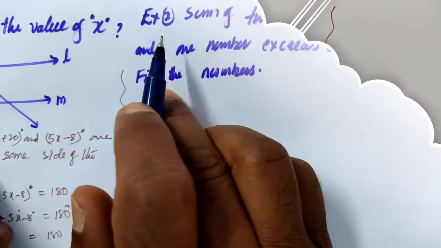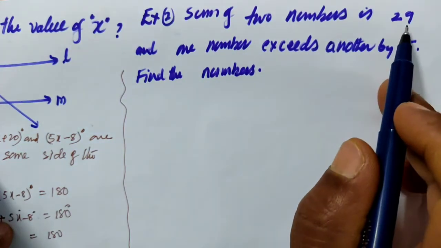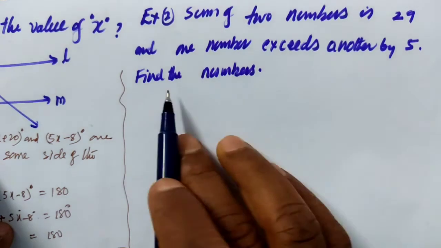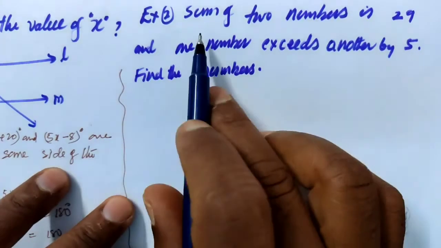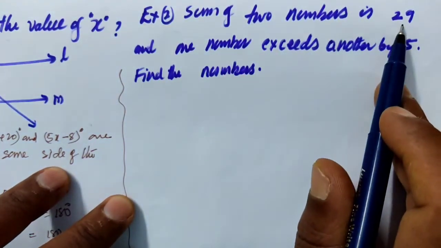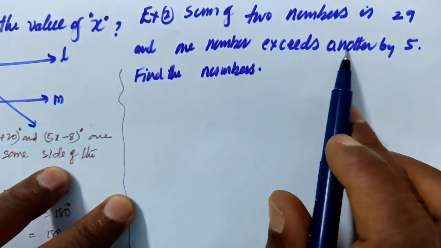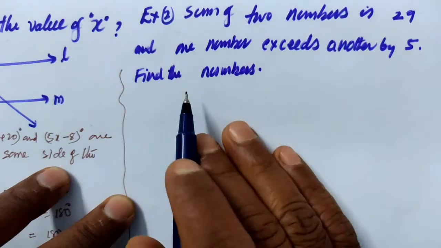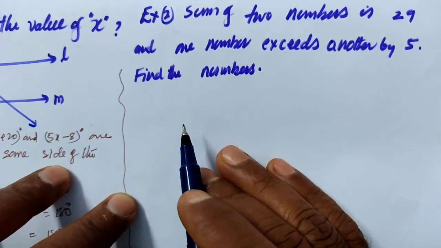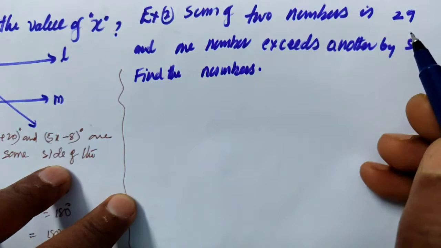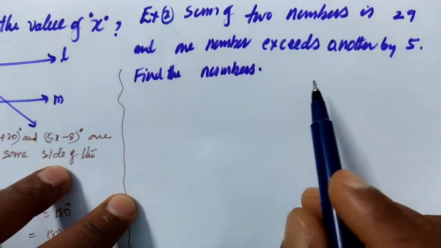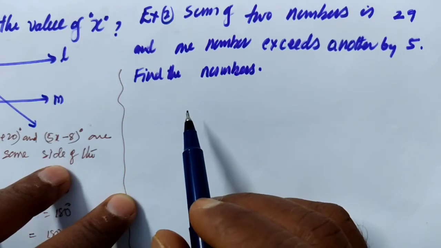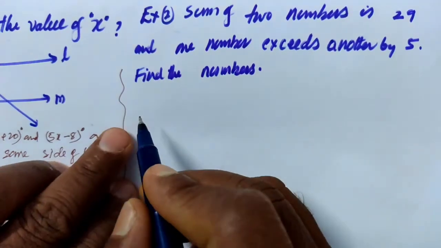Okay. Example 2. The sum of two numbers is 29 and one number exceeds the other by 5. Find the numbers. Once again, the sum of the two numbers is 29. One number exceeds the other by 5. So there are two numbers, and if you add those two numbers, we get 29, and the difference of those two numbers is 5. So we have to find the two numbers. The answer is very easy.